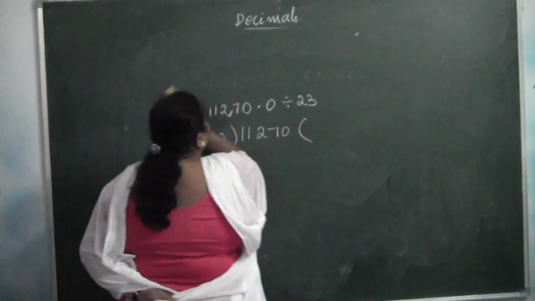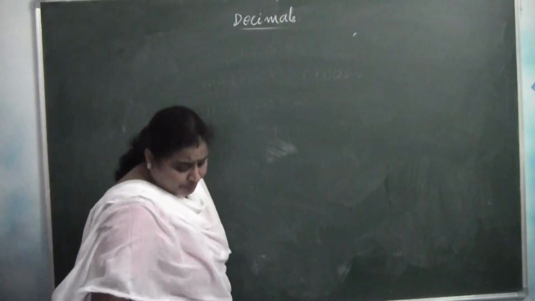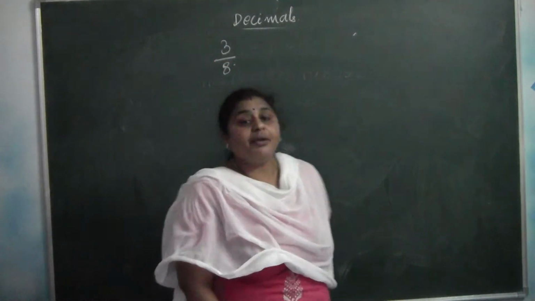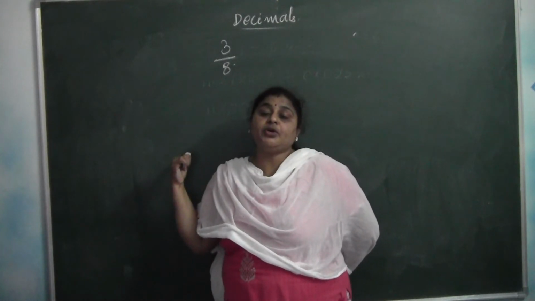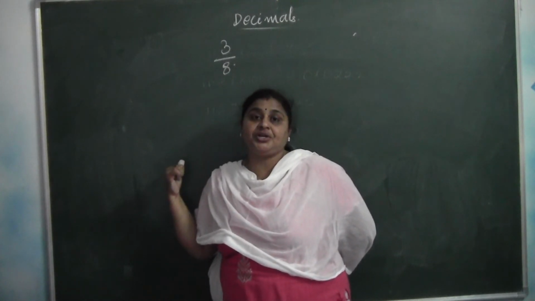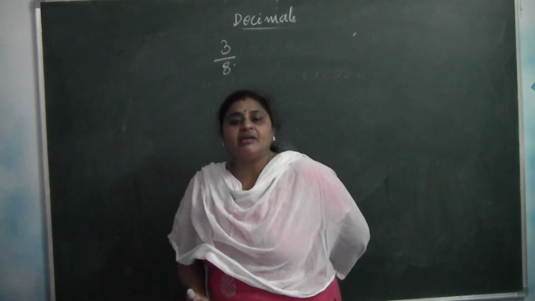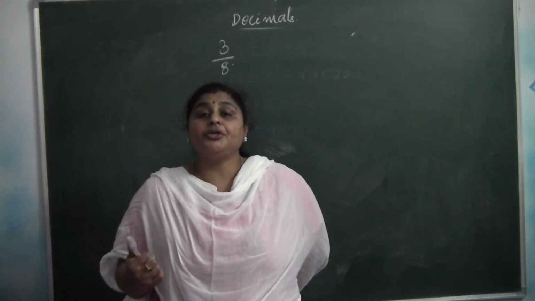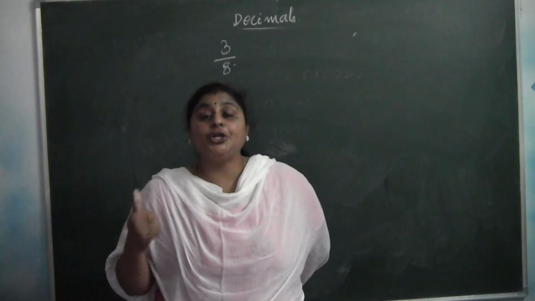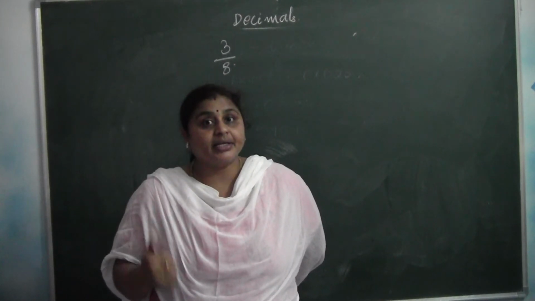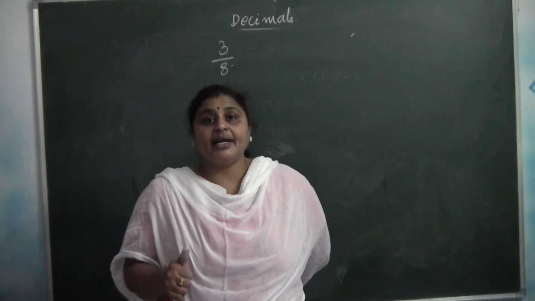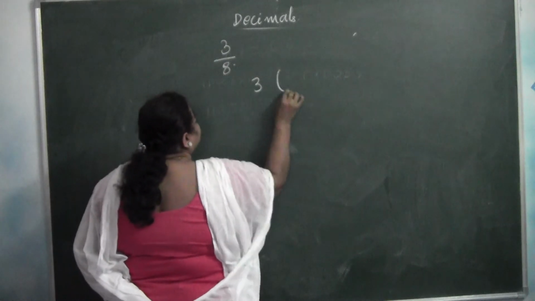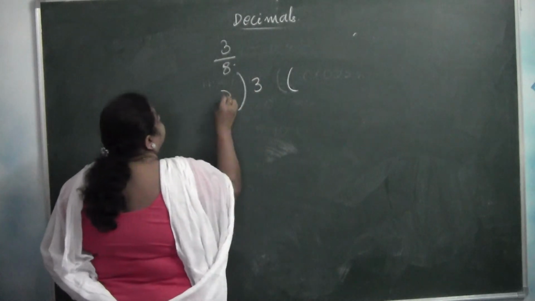Let us see. The same procedure, children. Already I have said to you. We have 3 by 8. Now what are we going to do? We are going to convert this fraction into a decimal. So in order to convert a fraction into a decimal, what are we doing? We are going to divide the numerator with the denominator. So let us divide 3 with 8.